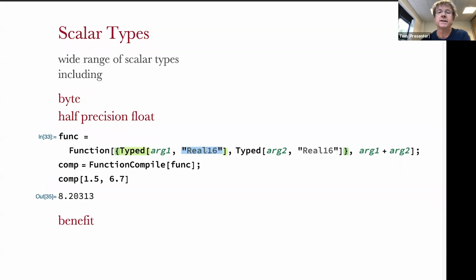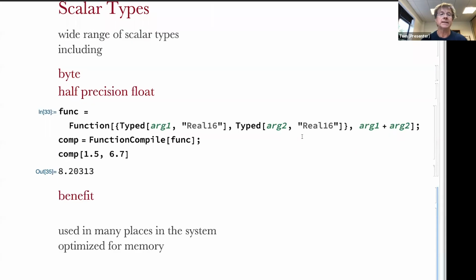We also support half precision floats, so these are Real16. The typical double precision floating point that Mathematica uses is 64 bits; this is a quarter of that. And why do you care about these? Well, there are a lot of application areas in machine learning or image processing where they need these sorts of things because they use less memory. So you've got big data sets, images and things like that, and you don't need the full range of sizes.